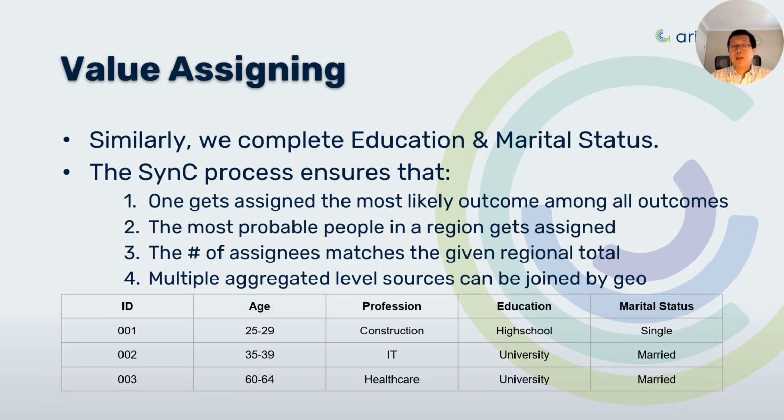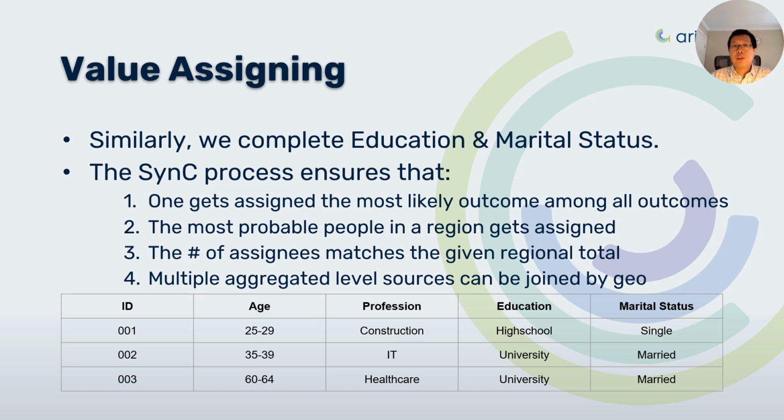Similarly, we can complete education and marital status. If we know there's only one university grad, I'm sure most of you would agree with assigning that to the construction worker, and IT and healthcare being the university grad. And same thing, you can assign the person's marital status as well. And now we would have completed our table, and we have generated a 3-people synthetic population based on the given information.